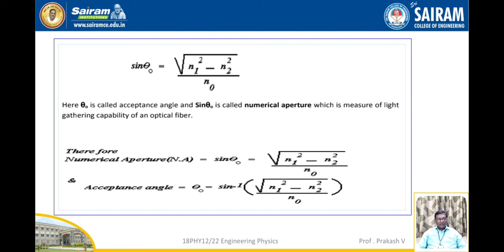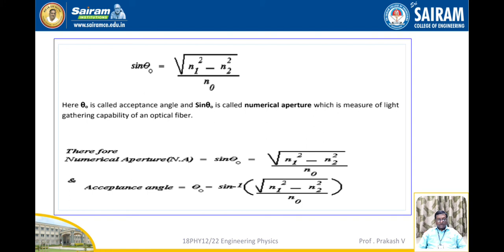So finally, the value of sin theta naught is equal to square root of n1 square minus n2 square whole divided by n0. Here, theta naught is considered as angle of acceptance and sin theta naught is called numerical aperture, which is a measure of light gathering capability of an optical fiber.